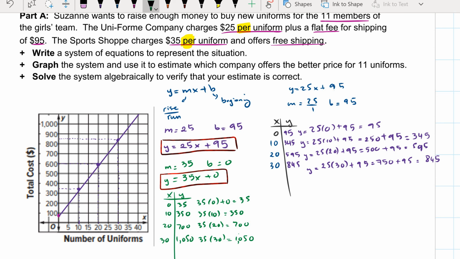Okay, so now we're going to graph this. 0, 35 is less than half of 0 to 100. At 10, 350 is somewhere around here. 20 is 700. 20 goes up to 700. And 30 uniforms is $1,050. So it's a little bit above 1,000.